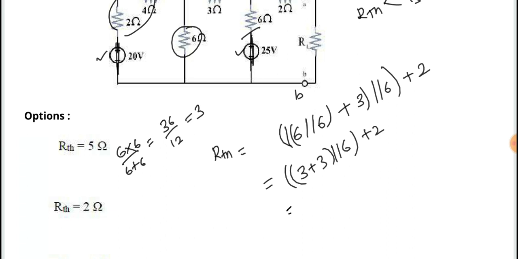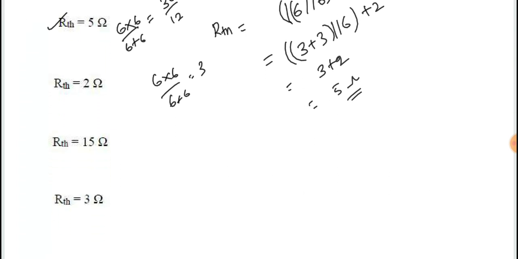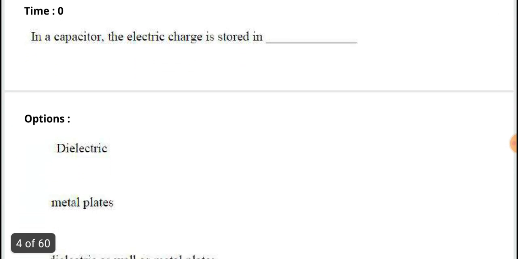3 plus 3 means 6. Again 6 in parallel with 6 is 3. So 3 plus 2 is 5 ohms, which is the answer. So for this question, RTH will be 5 ohms. Okay, we'll move to the next question.